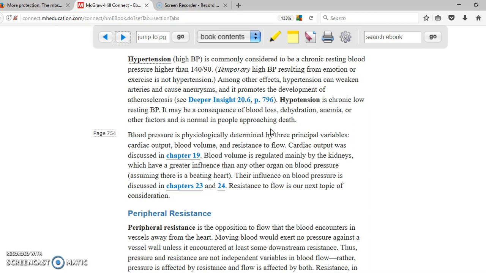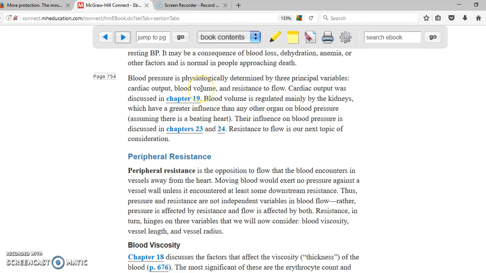Okay, so now what determines your blood pressure? Fairly simple: cardiac output, which we already talked about, blood volume, and resistance. Remember, blood volume is part of your cardiac output, because cardiac output is the amount that you pump from your heart, and that's going to give you your blood volume. And resistance is the forces that stop this blood from flowing. We're going to see that in a little bit. Blood volume is also controlled by your kidneys. We're going to cover that later on.